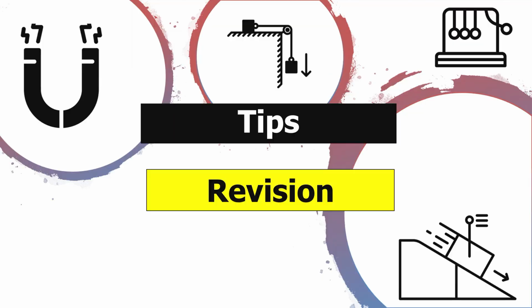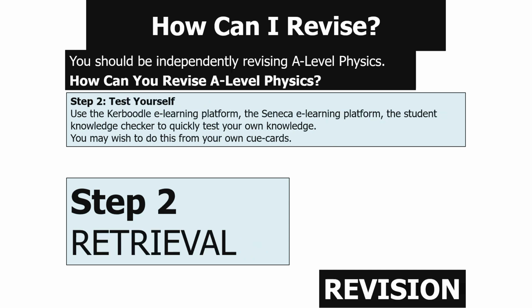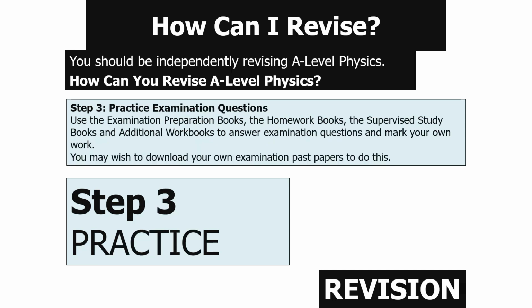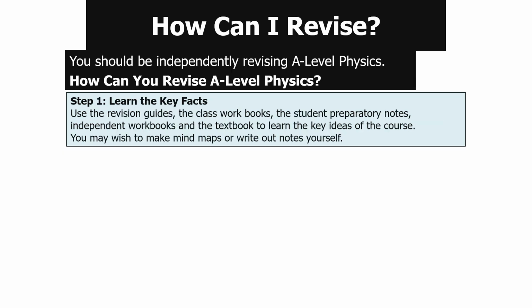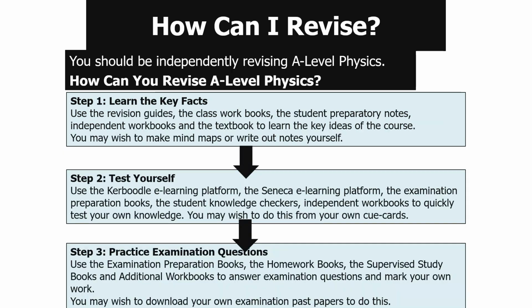So how should you revise AQA A-Level Physics? Well, the first step is to learn the key facts. Use revision guides, class workbooks, prep notes and textbooks to learn the key ideas of the course. Then test yourself. Use Caboodle, Seneca and knowledge checkers to quickly test your own knowledge. Then practice exam style questions. Use exam preparation books, homework books, study books and workbooks to answer exam questions and to mark your own work. So the three steps are to learn the key facts, test yourself, and then practice exam style questions.